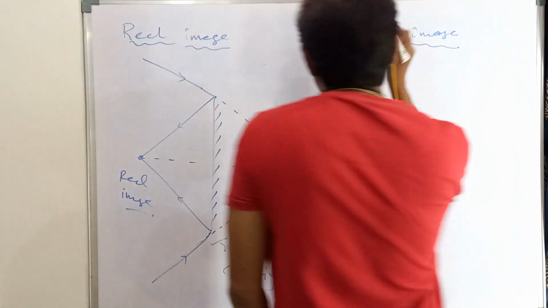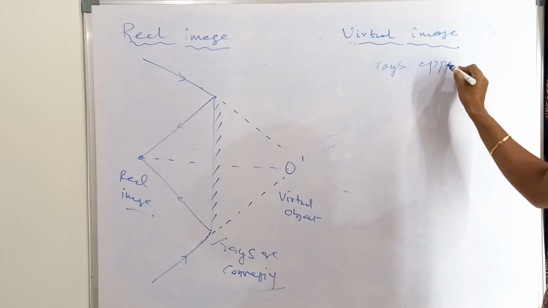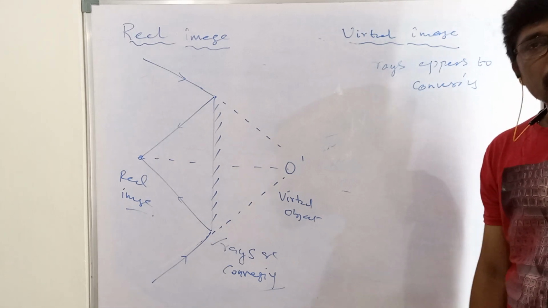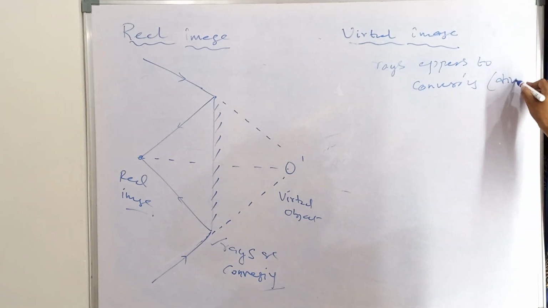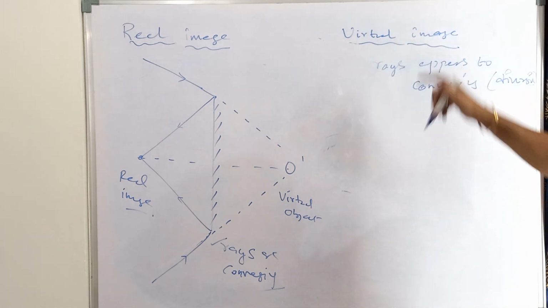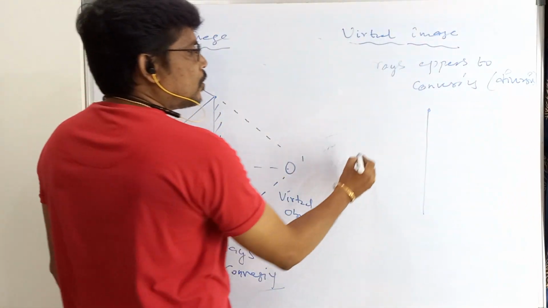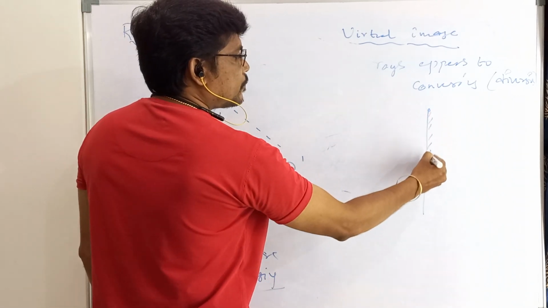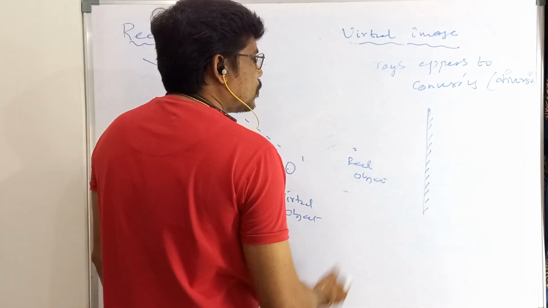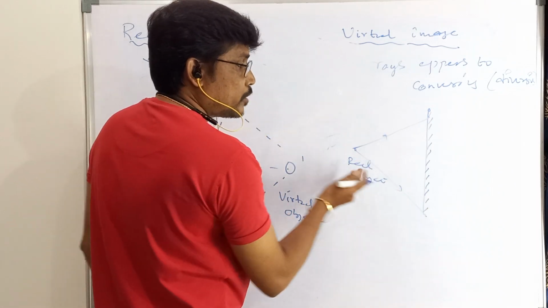Now in this case, for a virtual image, the rays appear to be converging. That I can consider as diverging. So now we'll see the virtual image. As usual, you can consider a mirror. You can consider a real object. Now what happens when this real object, the rays are, I told you, the rays are diverging.